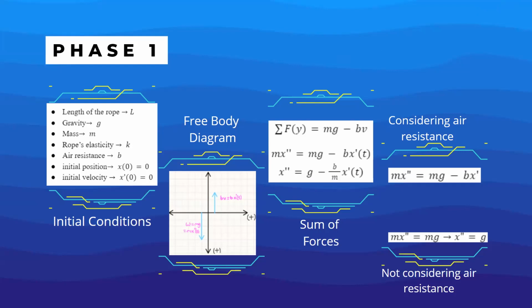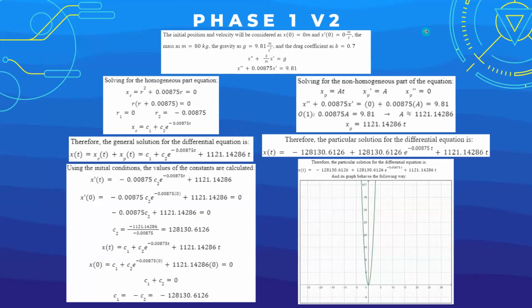Now, these are the free body diagrams, and these are the sums of the forces showing how we will conceive the system. And it is important to state how we are modeling these equations, since these models can be made considering or not considering air resistance. Now, the calculations for phase one are the following.